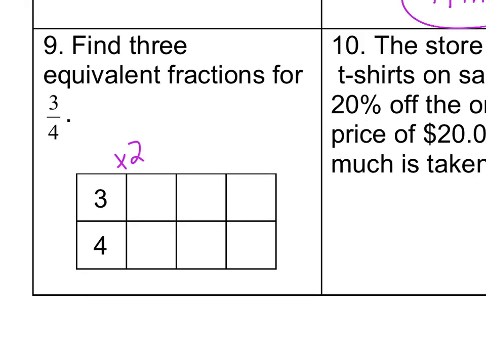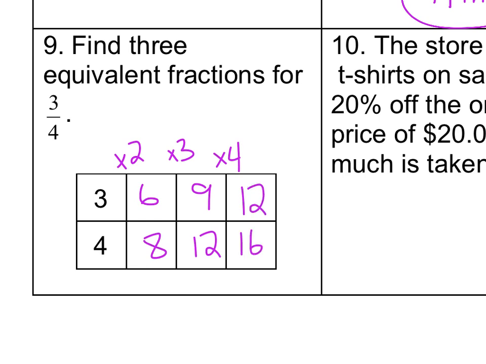Okay, so to find equivalent fractions is to multiply both numbers, the top and the bottom, numerator and denominator, by the same factor. So I'm going to start with times 2, then I'm going to move to times 3, then I'm going to do times 4. So 3 times 2 is 6, 4 times 2 is 8. 3 times 3 is 9, 4 times 3 is 12, 3 times 4 is 12, 4 times 4 is 16. So 6 eighths, 9 twelfths, 12 sixteenths are all equivalent to 3/4.